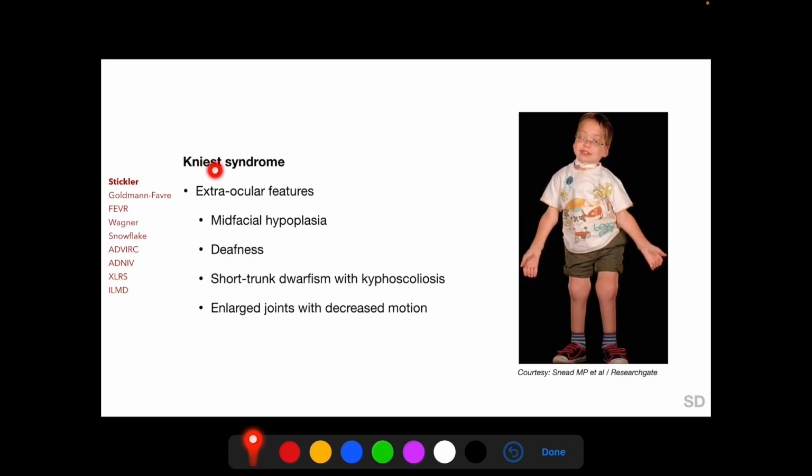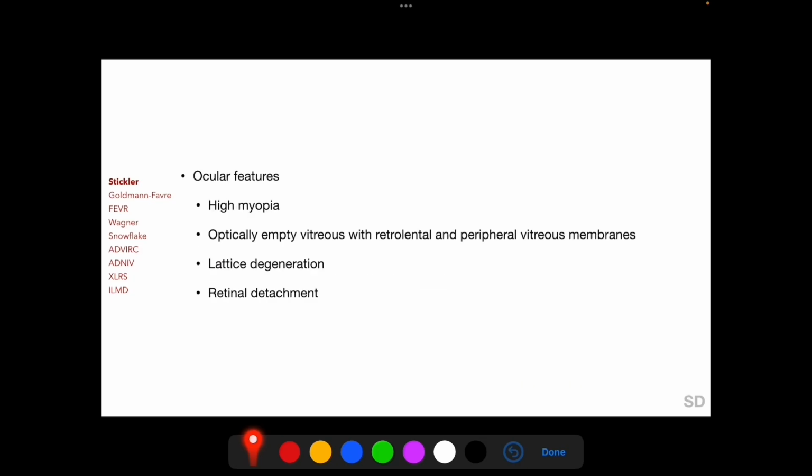Patients with Nance-Insley syndrome have short-limb dwarfism with kyphoscoliosis and enlarged joints with decreased motion as seen here in this clinical photograph, in addition to midfacial hypoplasia and deafness. And ocular features in this syndrome are similar to those in Stickler syndrome.